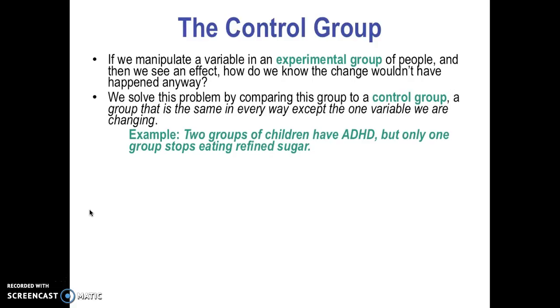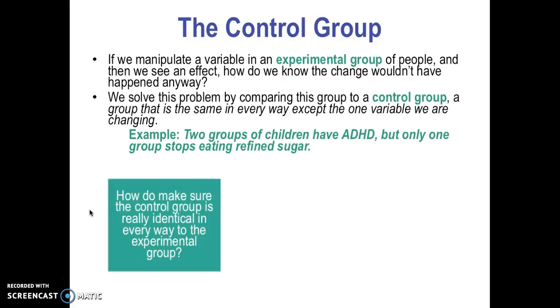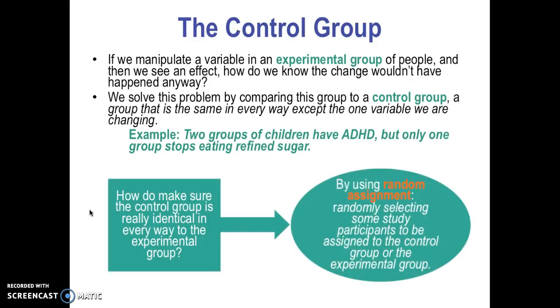All right. But how do we make sure that the control group is identical in every way to our experimental group? Like the confounding variables, random assignment. I'm telling you, random assignment is so important in experiments, okay? And random assignment is randomly selecting your participants to either be assigned into your control group or your experimental group, okay?